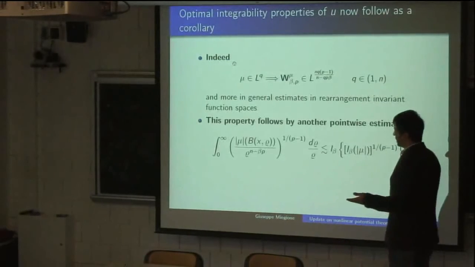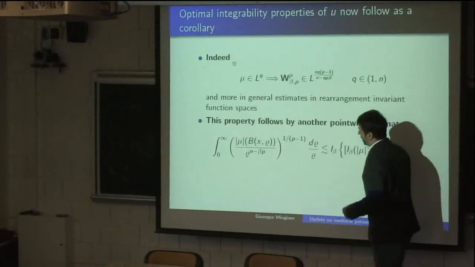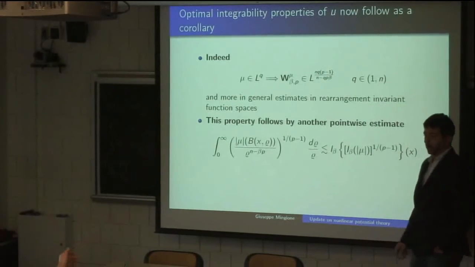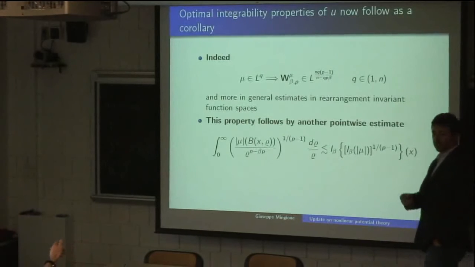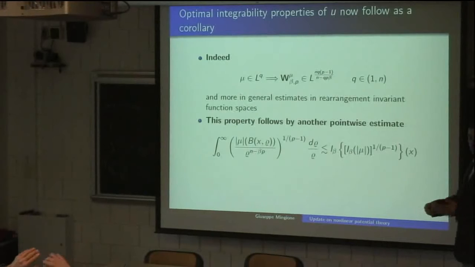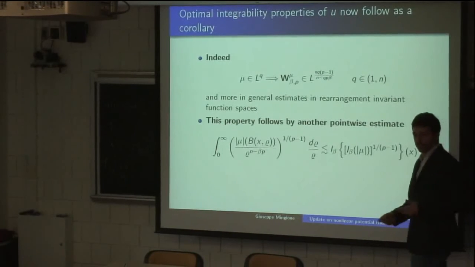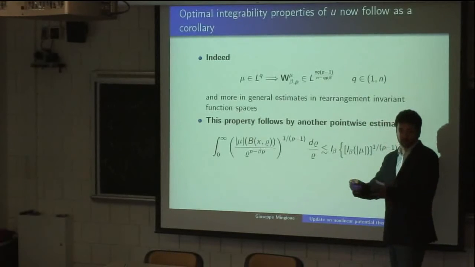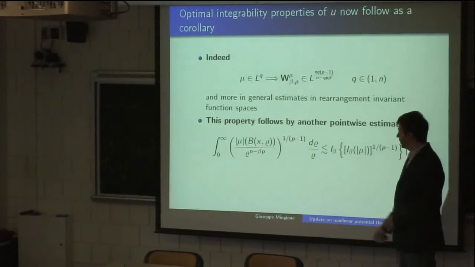But this is just one example. Then, for instance, Kilpeläinen and Malý proved the Wiener criterion using this estimate. Kilpeläinen and Kuusi, right? Proved the equivalence of solutions using again this nonlinear potential. You can prove several things. Essentially because they play the role of the convolution with the fundamental solution.